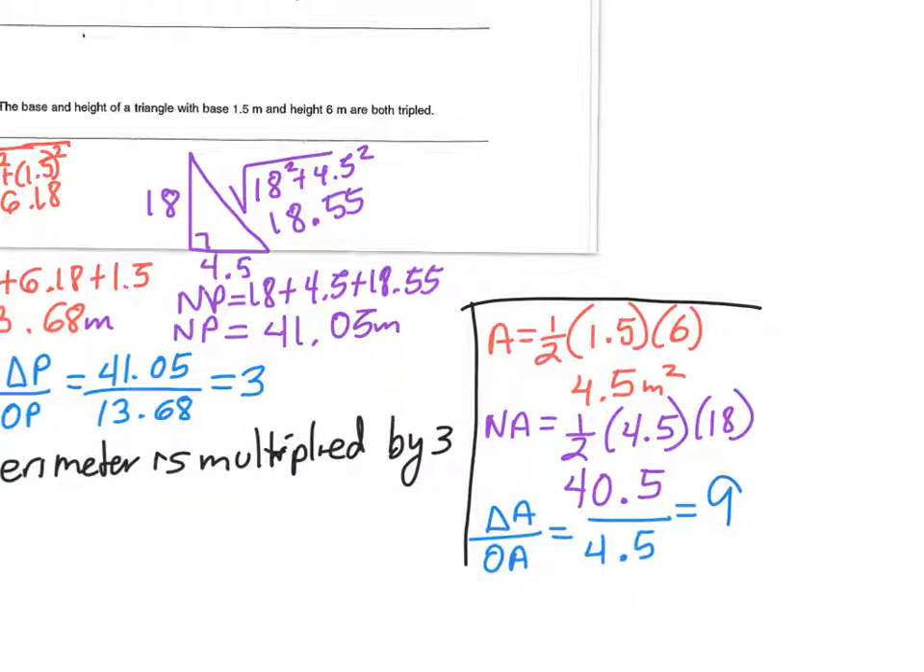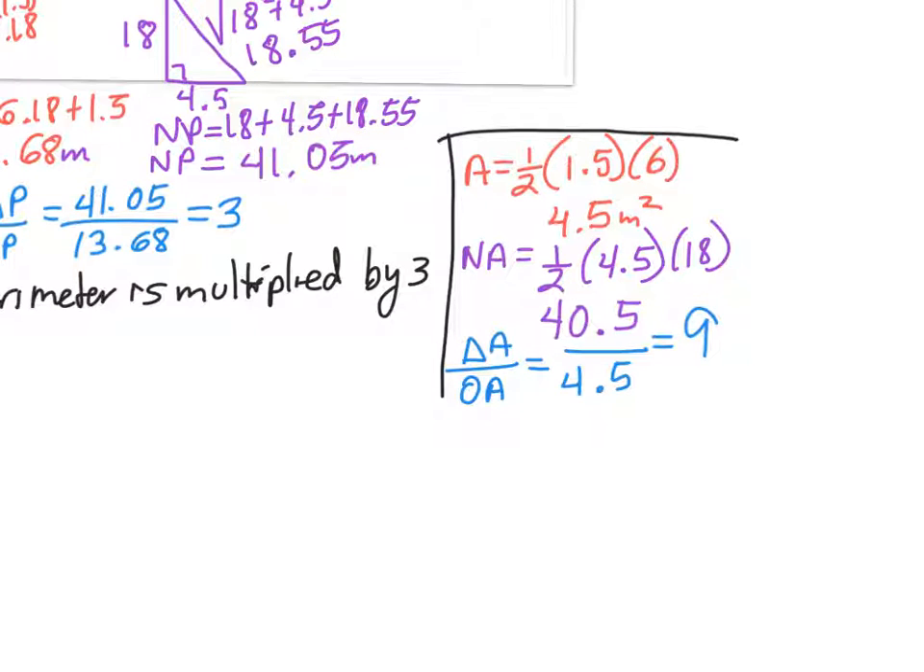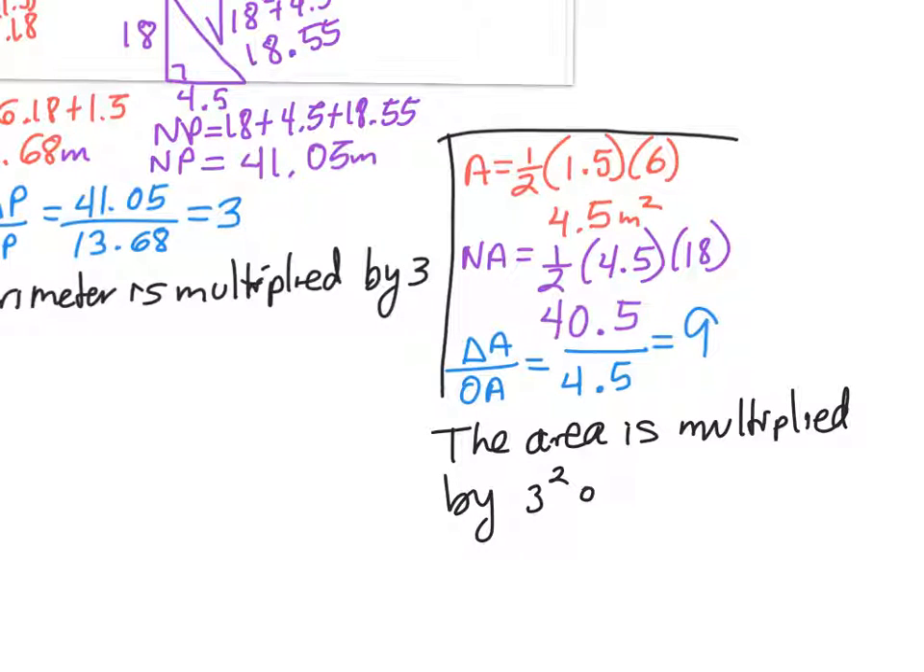Okay, so then see, both sides will multiply by 3, but then when you get the area, the change in area is multiplied by 9, or what? 3 squared. So that's what you need to conclude. So the area is multiplied by 3 squared or 9, and that's it.